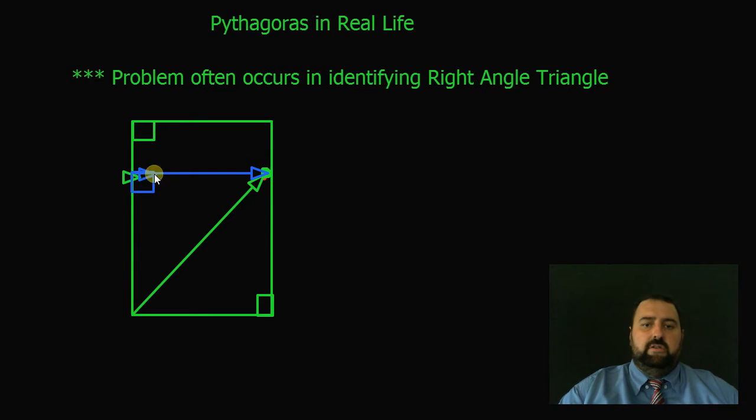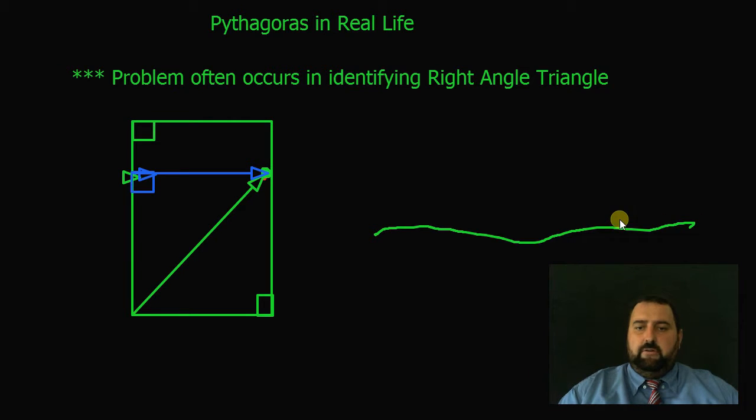The other thing that I'm going to note for you guys is that a lot of questions will involve something like this. Here we have our ground, and then we have something like a tree. Here's my perfectly drawn tree. Good tree. So what we're going to do with this is we assume that the tree is actually at a right angle.